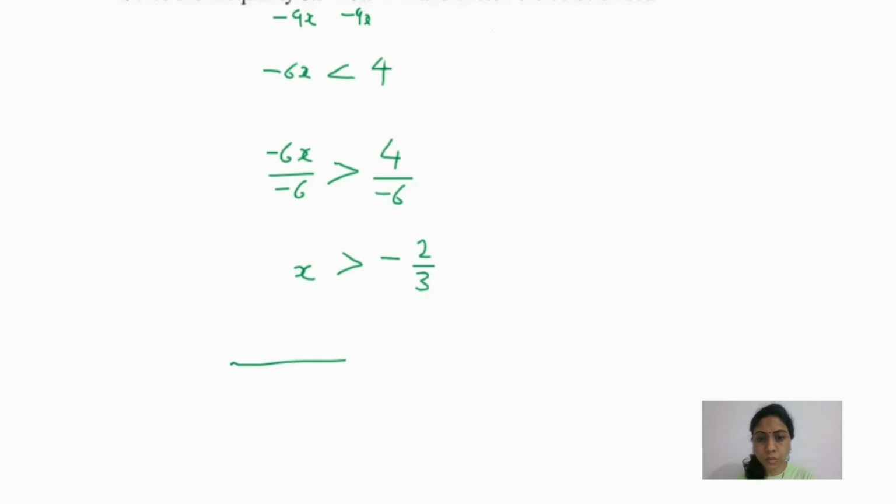Now we can sketch this. This is a number line, this is 0, here 1, here minus 1, like that, and this is minus 2 upon 3. So I can represent this. Here there is no equal to sign, so we just make a hollow circle. If there were an equal sign, we would fill the circle. But here there is no equal sign, so draw a hollow circle. And here, more than this, so all these values are our answer.